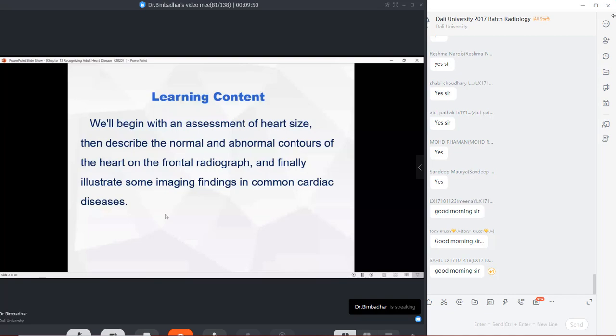But always remember, radiology, in the sense of plain radiography, a chest x-ray, is not a gold standard test for observation of cardiopulmonary status.